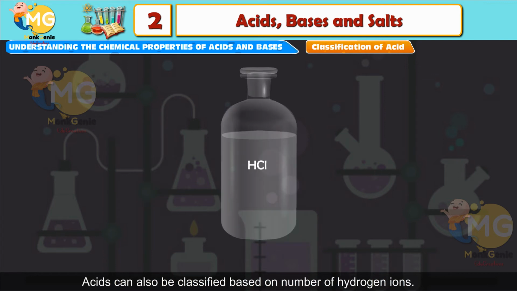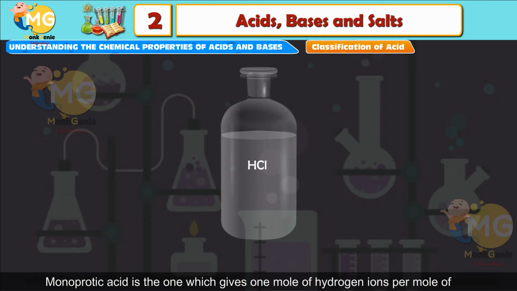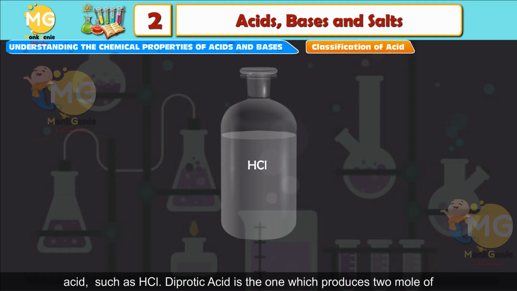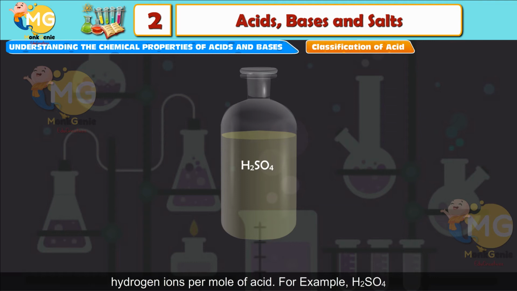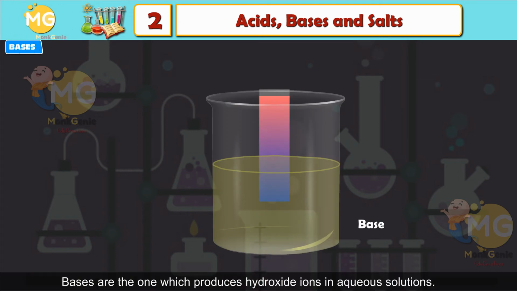Acids can also be classified based on the number of hydrogen ions. A monoprotic acid is one which gives 1 mole of hydrogen ions per mole of acid, such as HCl. A diprotic acid is one which produces 2 moles of hydrogen ions per mole of acid, for example, H2SO4. Bases. Bases are those which produce hydroxide ions in aqueous solutions.